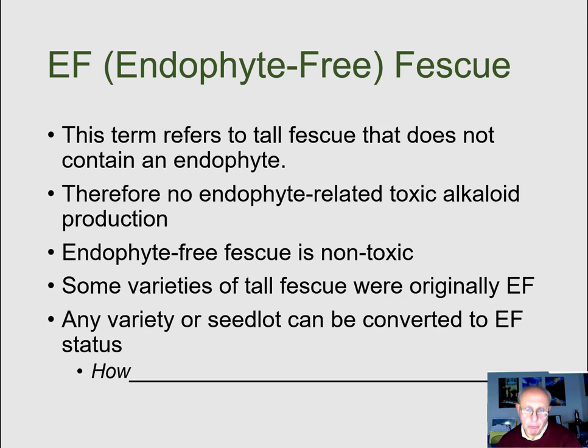Endophyte free, abbreviated EF or E minus. This term refers to tall fescue that does not contain an endophyte. In the 70s, we discovered on a farm in Georgia that we had cattle on one side of the farm, kept separate, that had symptoms of tall fescue toxicosis, and cattle with the same base genetics on the right-hand side of the farm, which didn't mix with the left, and they were all slick and performing much, much better.